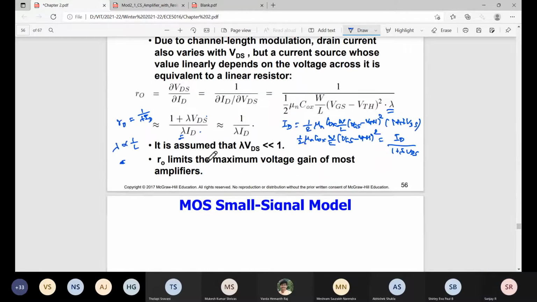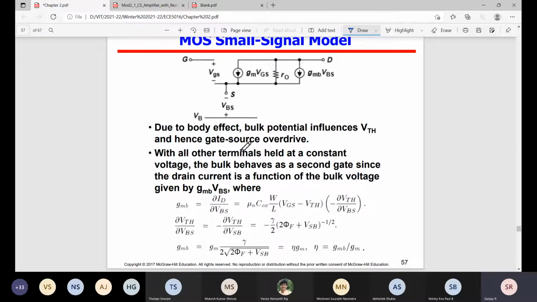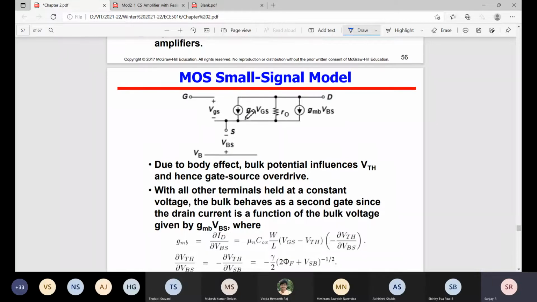Since we are applying the small signal at the body, we can call the source bulk voltage the body voltage with respect to the source. We are applying some body voltage with respect to the source. How does it behave in terms of small signal? The body will introduce a current, which means a transconductance. The corresponding term is gmb, the transconductance due to the body effect.